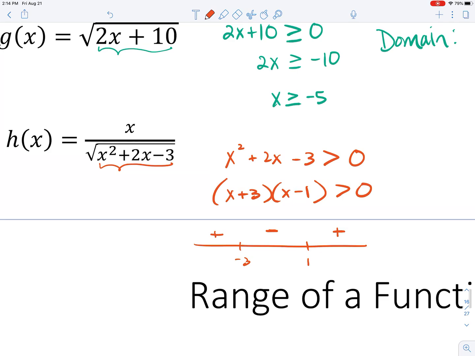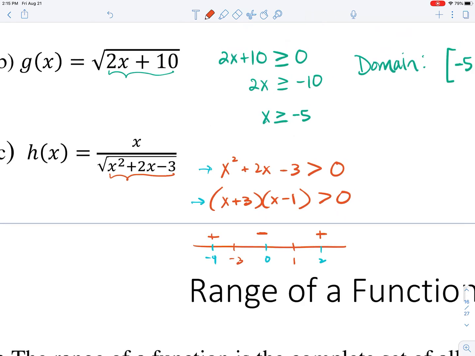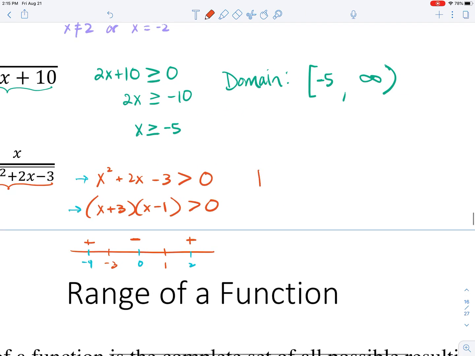Or you can use actual test points. You could substitute in negative 4, 0, 2 into either of these and see what values you get. Like if we substitute 0 in, we would get negative 3, so negative values. Okay, so we're not done. We need to state this domain in interval notation.